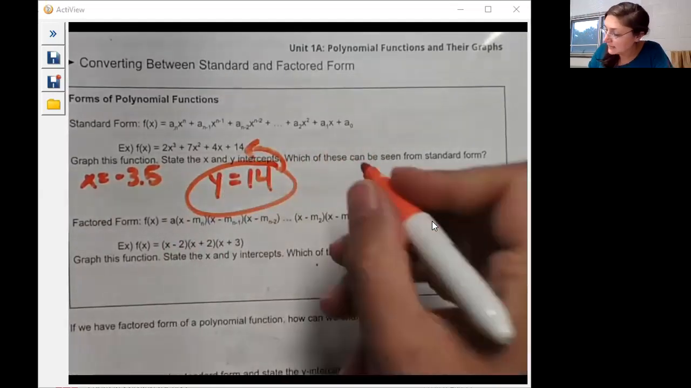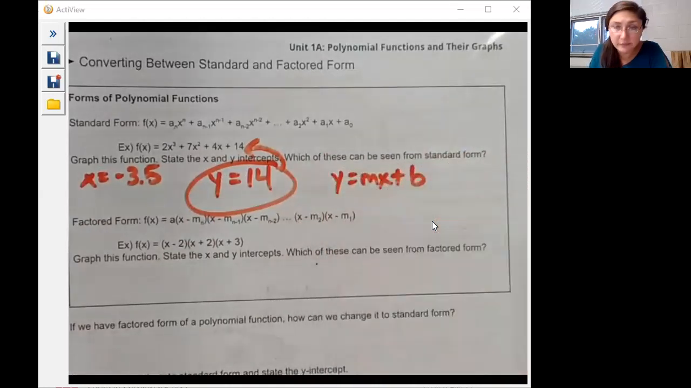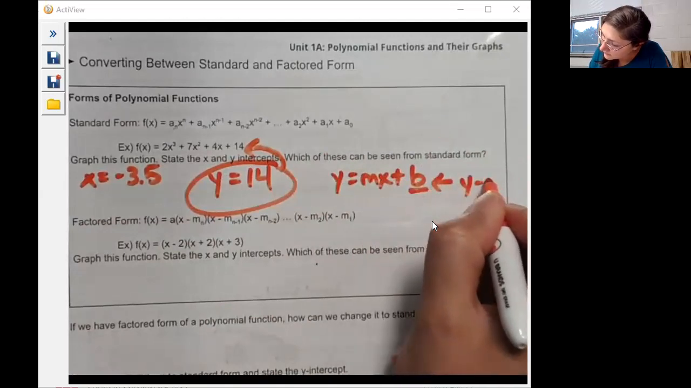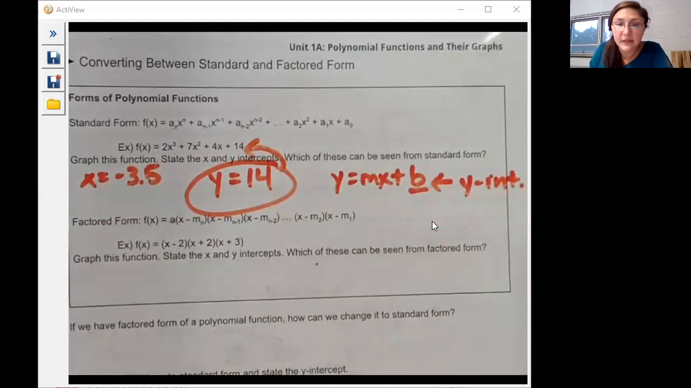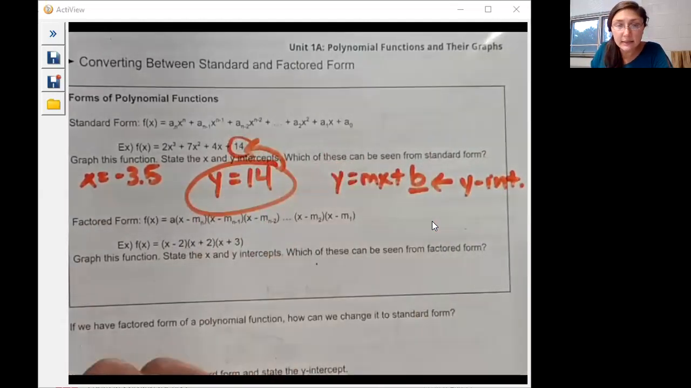This is the same idea as when you had y equals mx plus b in algebra 1, and that guy at the end was your y-intercept. Same idea here. When I have standard form, this constant term at the end is my y-intercept. Now let's take a look at this second function.